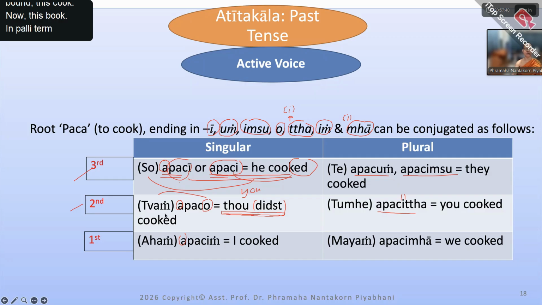In Pali terms, it is clearly singular, right? But in the translation, it may make the learner, the reader confused. It must be dost thou.